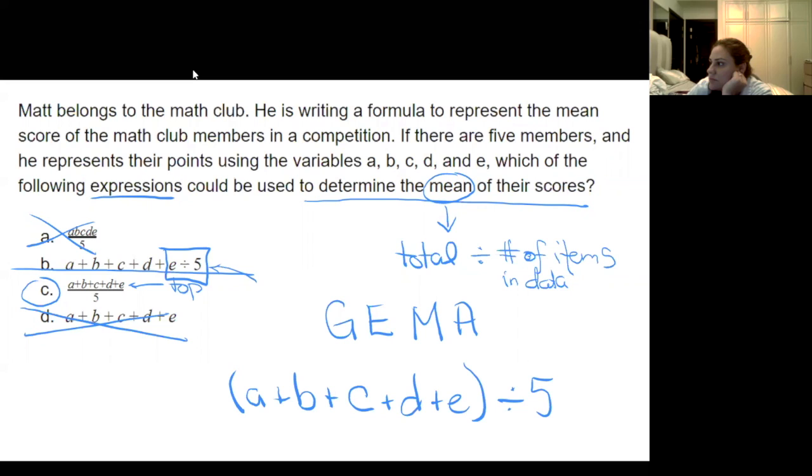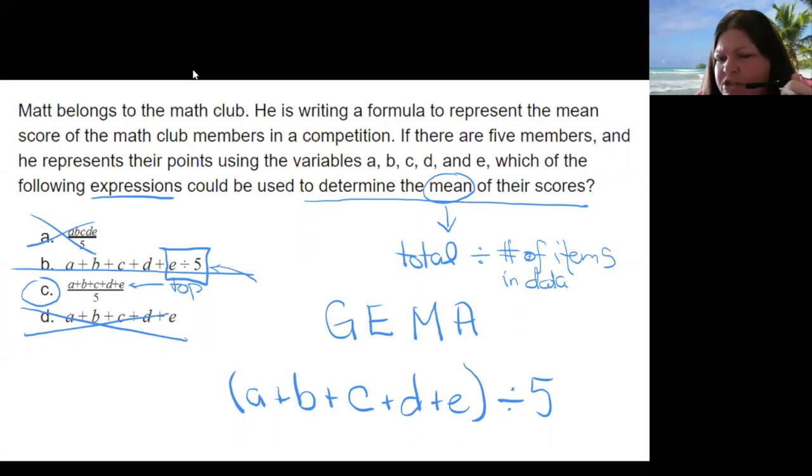Does that make sense? Is anybody mad at me? I mean, a tiny bit. You're just mad at mathematics that it doesn't go from left to right, Amy? Right?